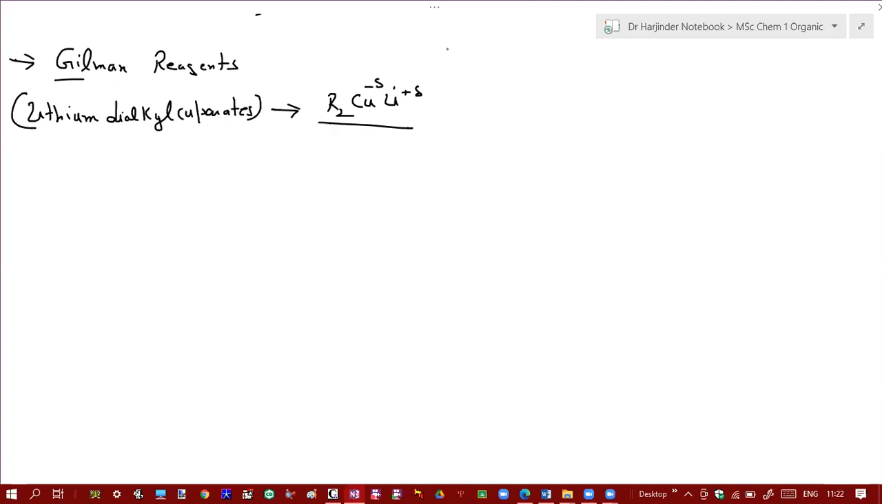And they are very important reagents as compared to organolithium compounds. So let us see how they are important and why they are different from organolithium compounds. Now, first of all, let us look at their preparation. They can be easily prepared from alkyl lithium compounds.